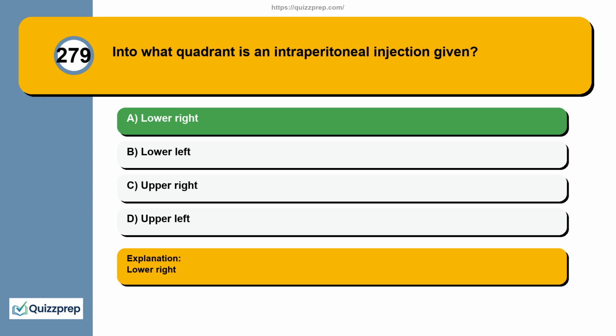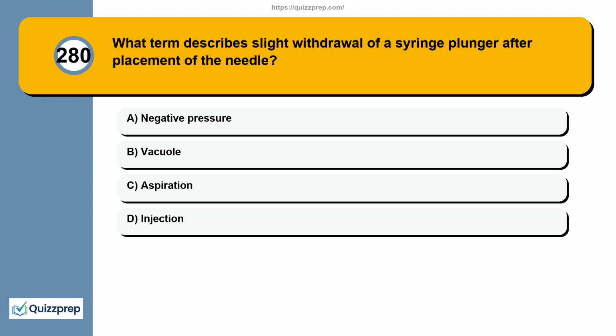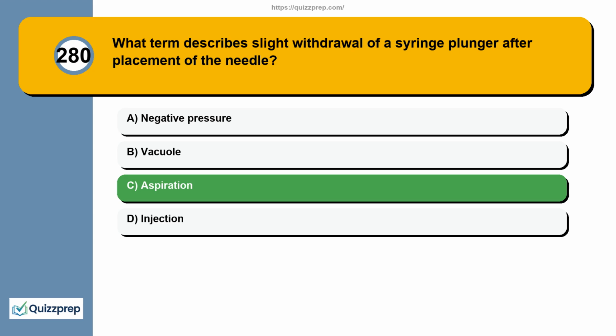Question 280. What term describes slight withdrawal of a syringe plunger after placement of the needle? Option A, negative pressure. Option B, evacuation. Option C, aspiration. Option D, injection. The correct answer is Option C, aspiration.